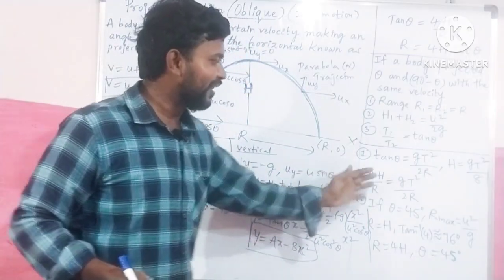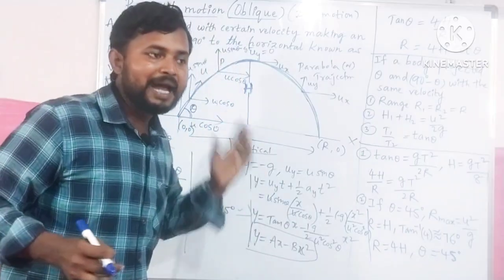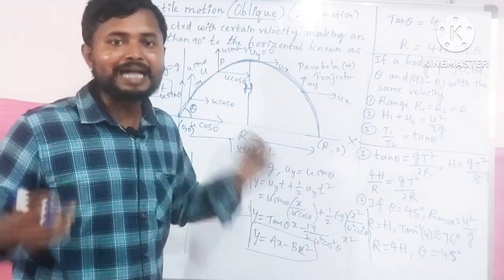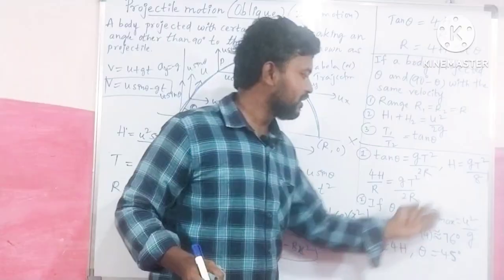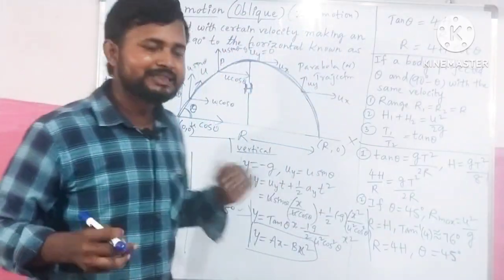If theta equals 45 degrees, the range, the maximum horizontal displacement, is the maximum. So r equals how much? u square by g is the maximum value.